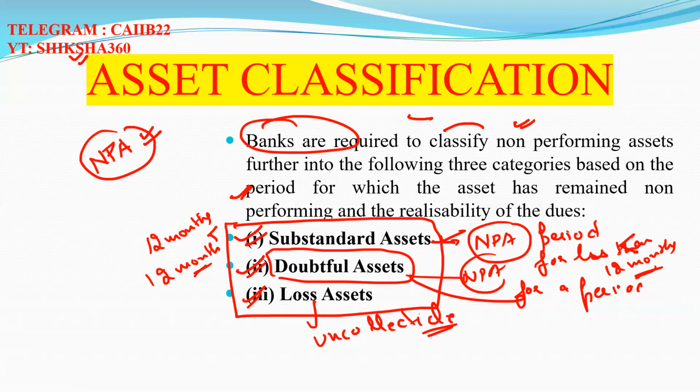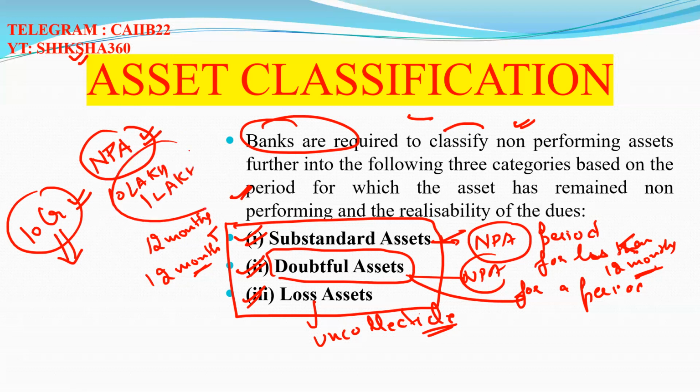Like, if we have an asset of 10 crore, and out of the 10 crore we get only 10 lakh, or 1 lakh, then that is considered to be a loss asset.